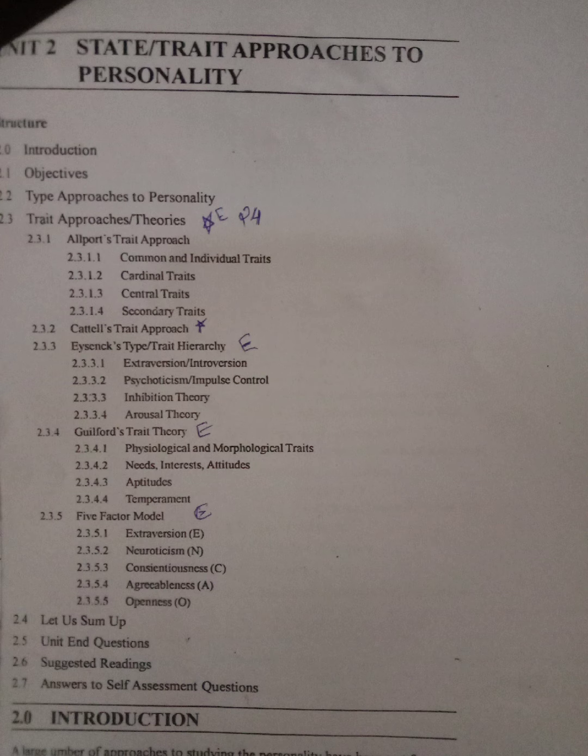And next is the secondary trait, that is a less relevant trait, for example food. So according to Allport, the four major traits are common and individual traits, second central traits, third cardinal traits, and fourth secondary traits.